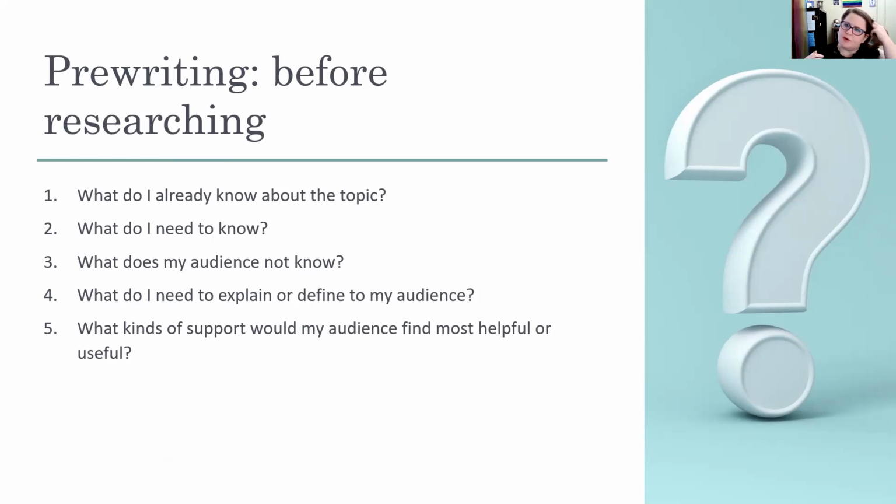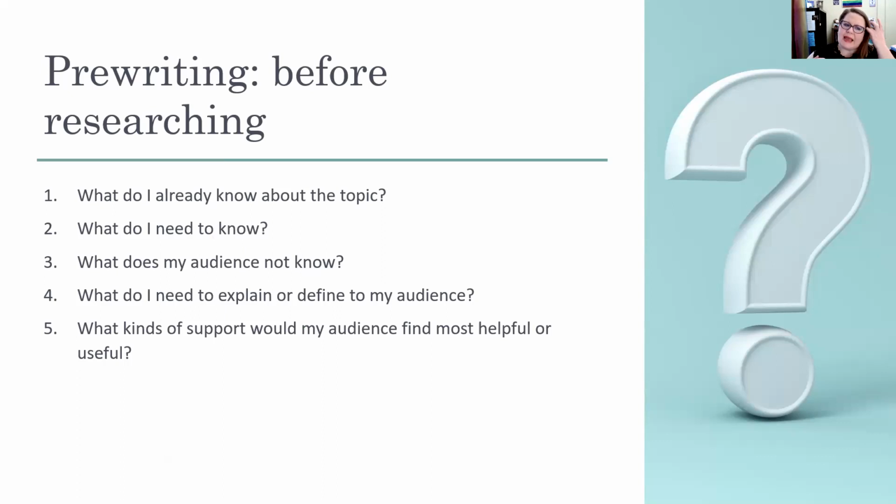What do I think people who are reading this paper may not know? So pretend that you are writing this paper for someone who has no idea what you're talking about. How do I need to describe and explain to them? What do I need to define? If I'm using a term like homophobia or transphobia, do I need to explain what that means? If I'm talking about a food desert, I probably need to tell my readers what that means.